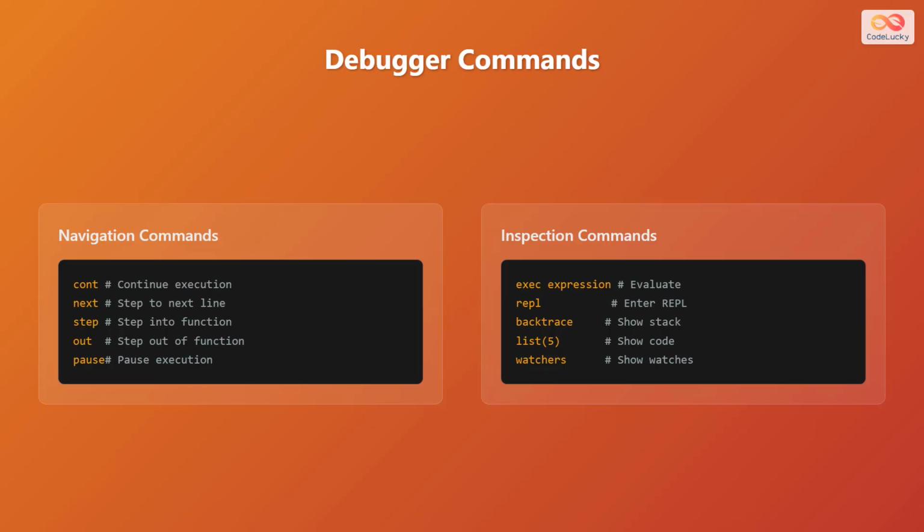On the right, you'll find inspection commands. Exec expression evaluates an expression in the current context. Repl enters a read-eval-print loop, allowing you to execute JavaScript code. Backtrace shows the call stack. List 5 displays the source code around the current line, and watchers shows the values of the watched expressions.